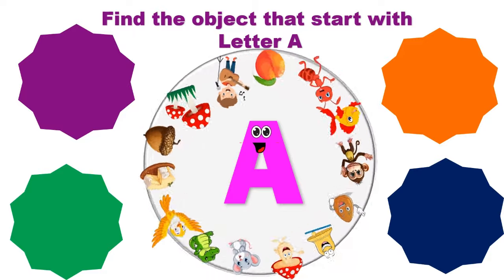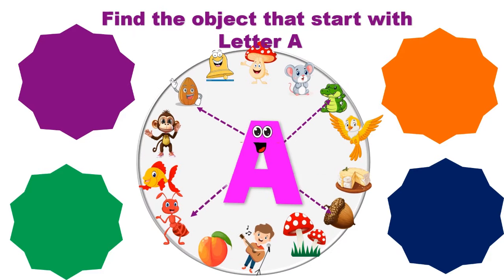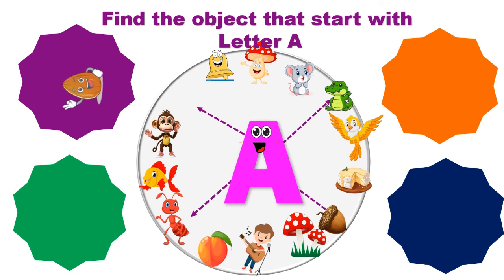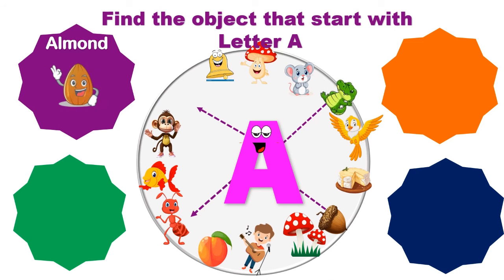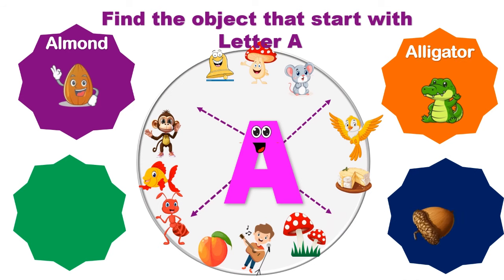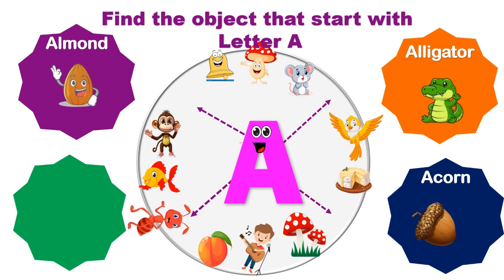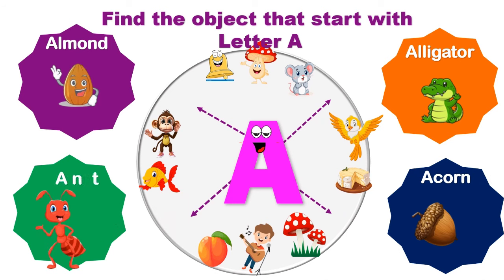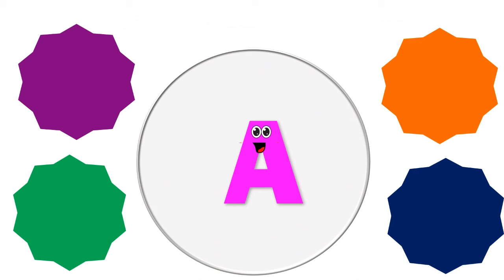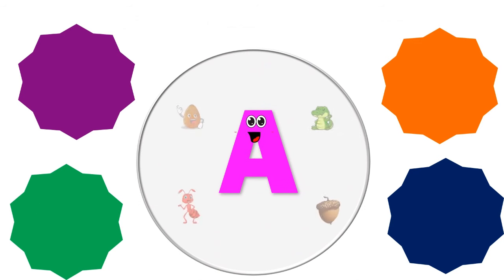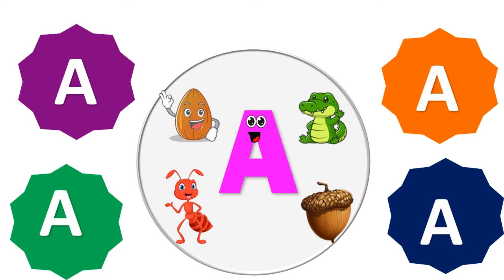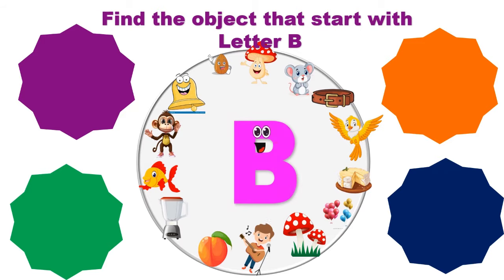With the letter A. Almond. Alligator. Alligator, a car, ant. B. Find the object that starts with the letter B.